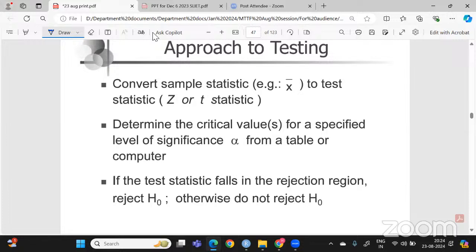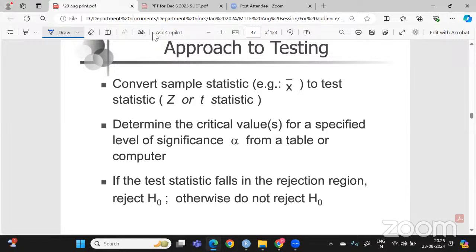So to control that, there should not be any bad effect of a medicine that is launched by any company. So we keep the error as small as possible. That's why we consider a very small value of alpha, that means 1%, 0.0-something like that, in the medical sector.